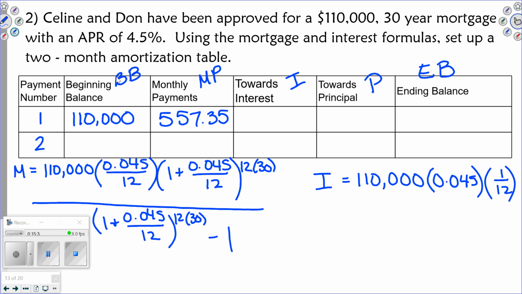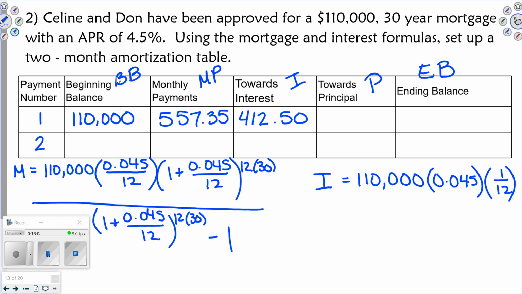This number's disturbing. Think about that. Look at that. $412.50. I'm only paying $557 a month, and $412 of my payment is just money that the bank's making off of me. So no wonder you pay more back in interest than you actually paid for the loan.